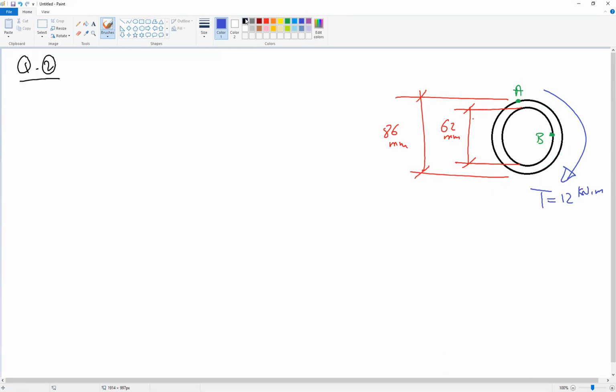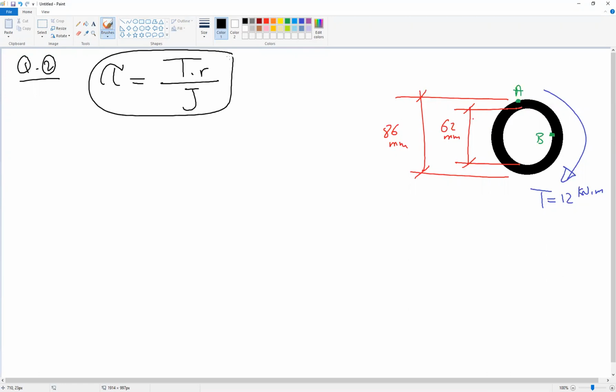Okay, and remember that this is a hollow section, not a solid section. So now just to remind you of the formula, tau equal to T multiplied by R divided by J. This is the general formula for tau. So we will need to find tau at A and tau at B. Given T equal to 12 kilonewton meter, this is the first parameter we need. Second parameter R, we will have R at A and R at B. What is R at A and R at B?